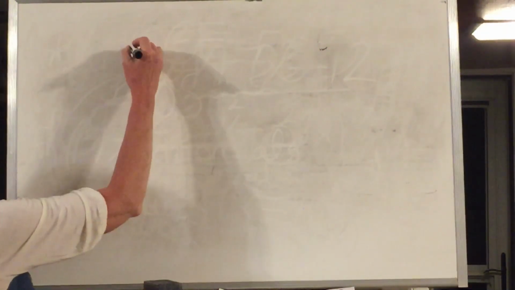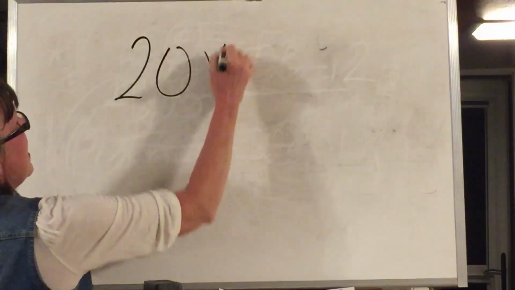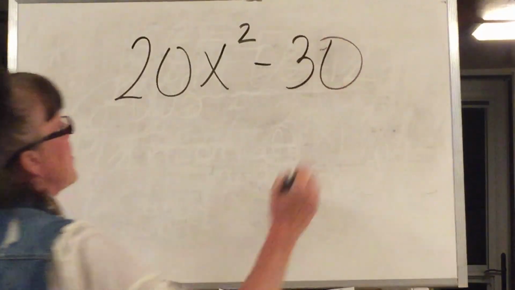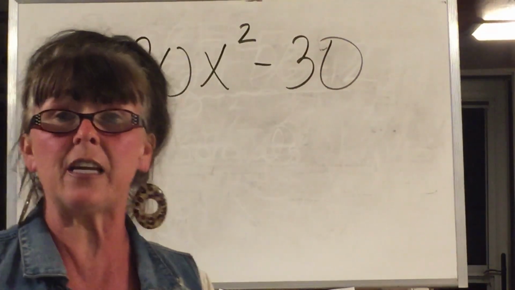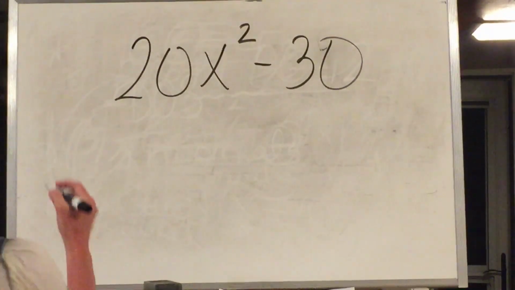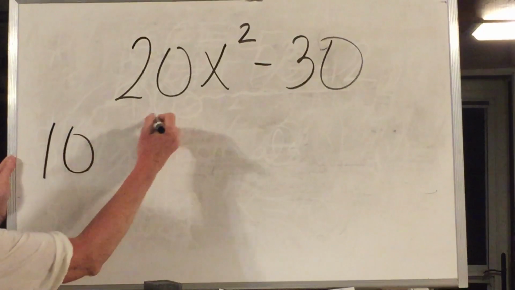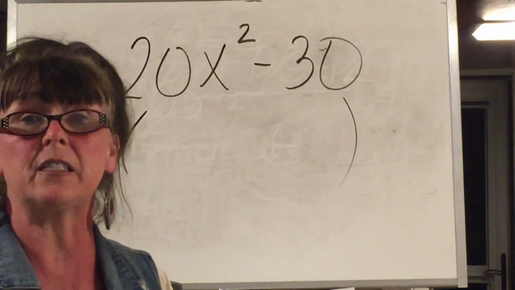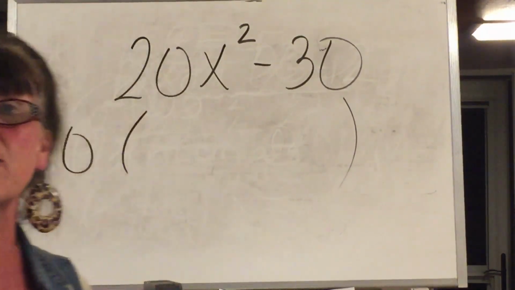The first example is something like this: 20x squared minus 30. Now we're going to check for a GCF. You have to ask yourself 2 questions. What's the biggest number that will go into 20 and 30? And then when you look at the variables, it's the smallest exponent. So 10 will go into 20 and 10 will go into 30. And when you do a GCF, you only need one set of parentheses. Go back and check your variables.